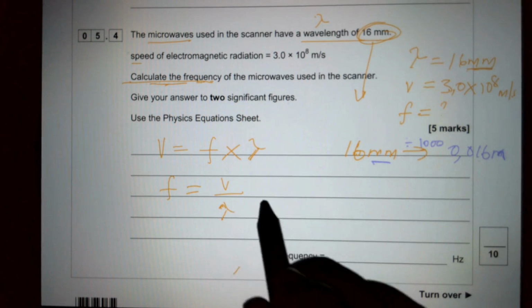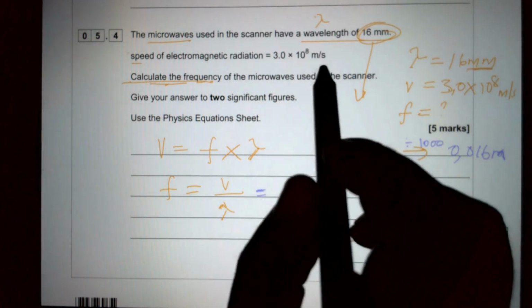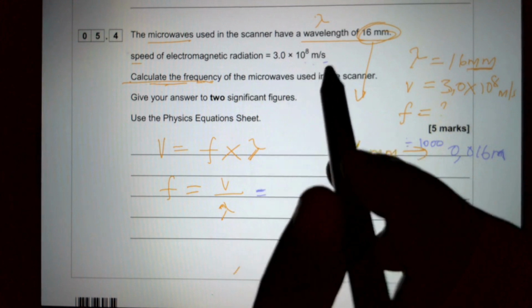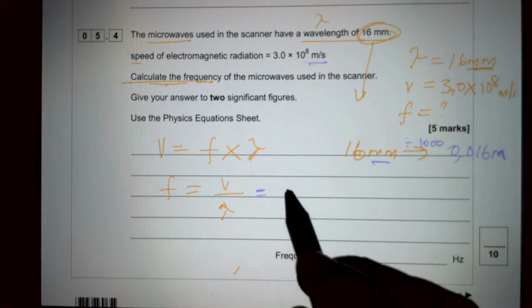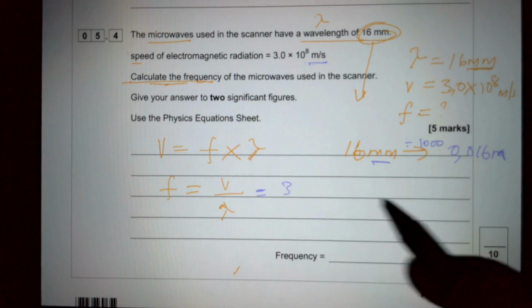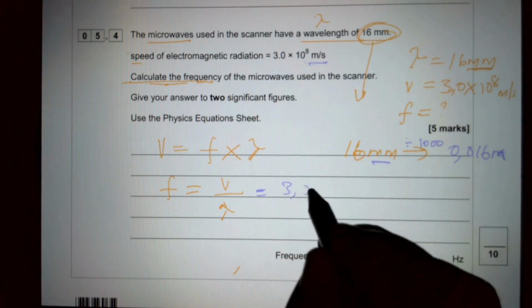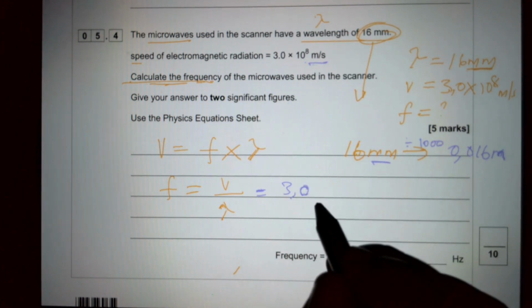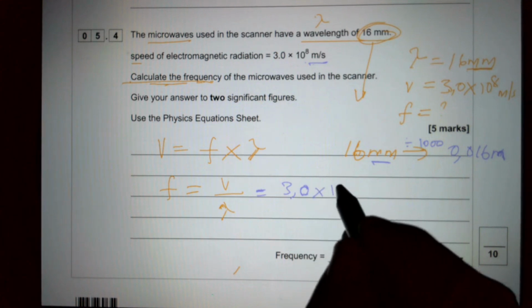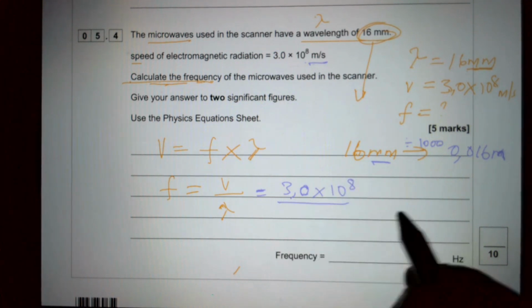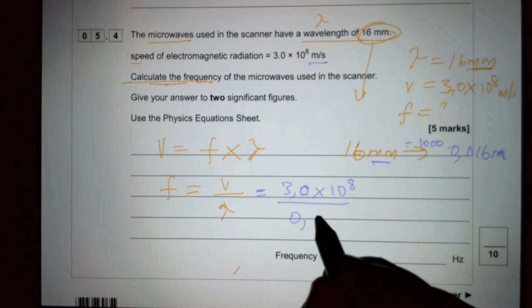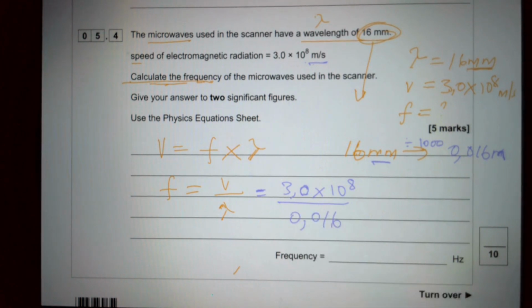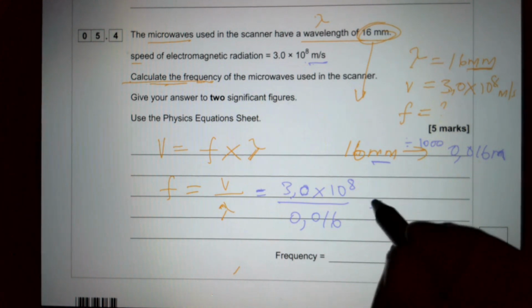You see, now we converted the millimeters into meters, then we can substitute in our equation. Since our speed is given in meters per second, it's okay. Then what we'll do here, we'll say 3.0 times 10 to the power 8 divided by 0.016. Then we will get our answer from our calculator.